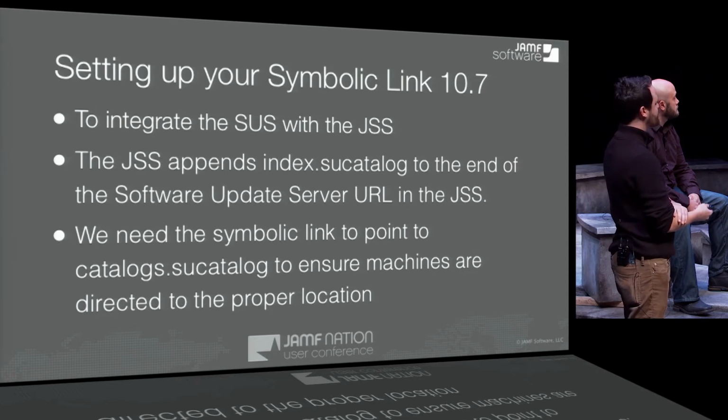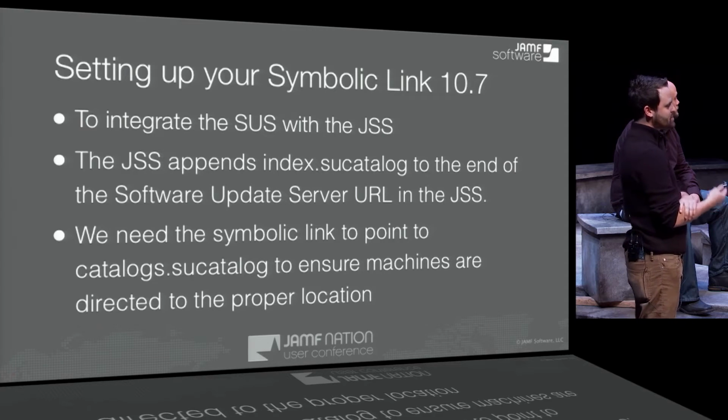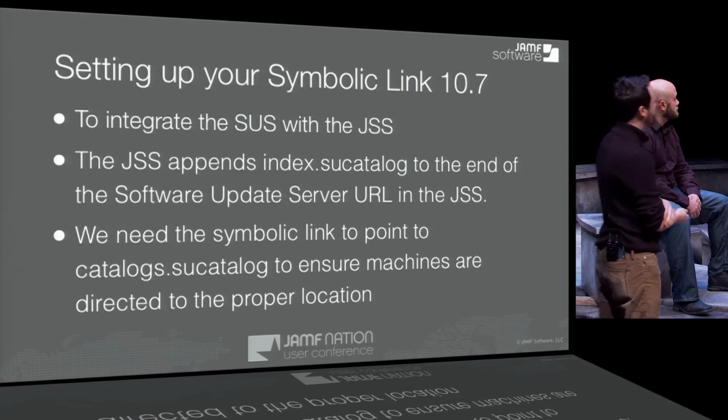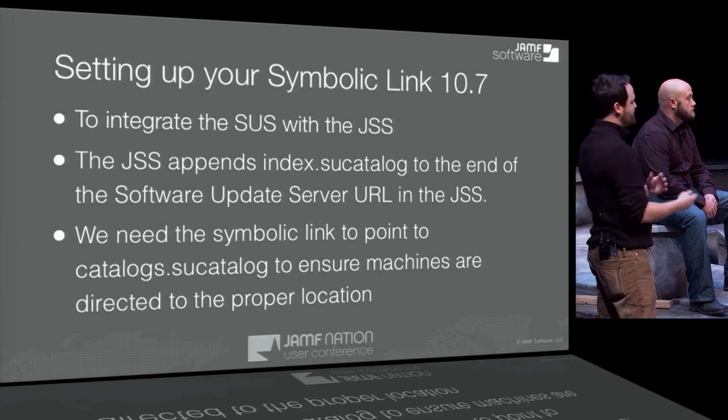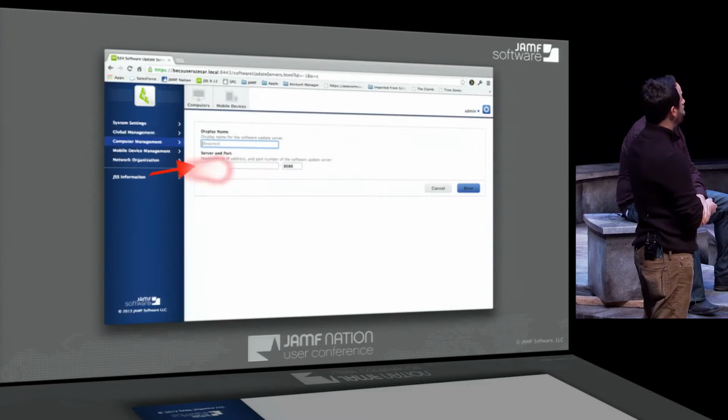On 10.6.8, this isn't a problem because that's where software updates are located. But when we go to 10.7 and 10.8, they've changed the location to catalogs.sucatalog. We can run this simple command to create a symbolic link to point our software update server and the JSS to actually link them together. What we're showing here is server import, and that's where you'd enter your software update server URL.